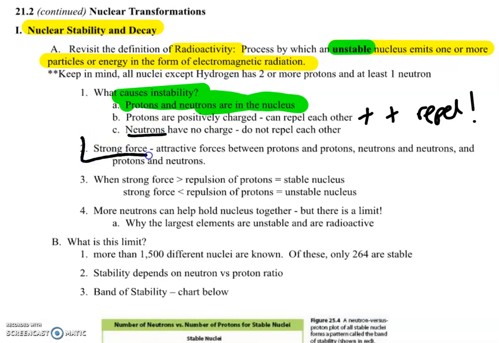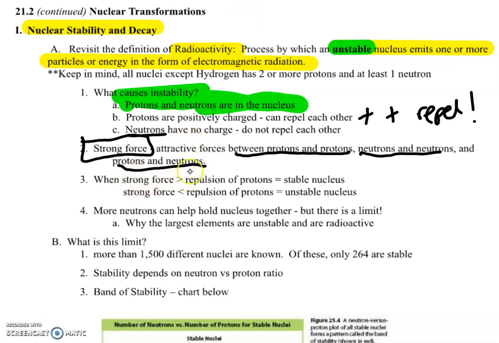There's also something called nuclear strong force. It's an attractive force between protons and protons, between neutrons and neutrons, and between protons and neutrons. That's all you really need to know. I'll post some more things on Google Classroom if you want to get into it more in depth. So let's move on to what the strong force means.